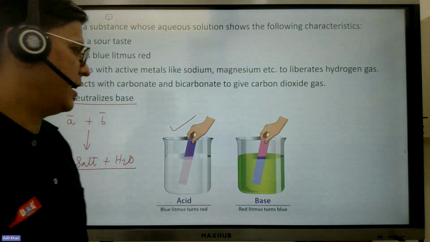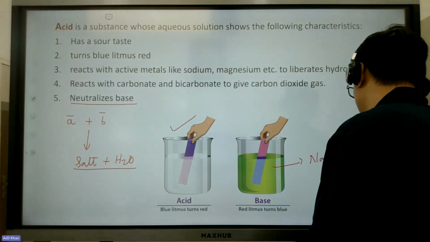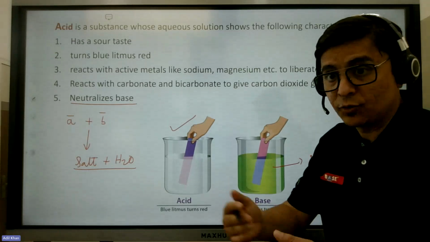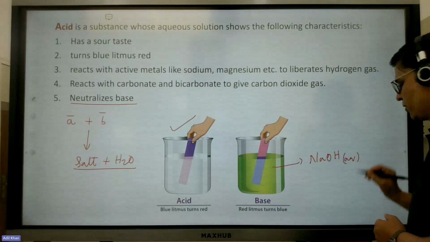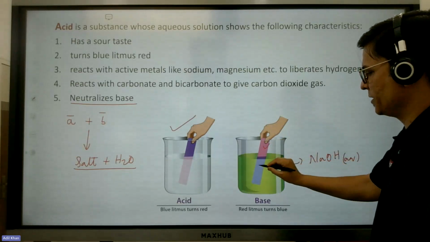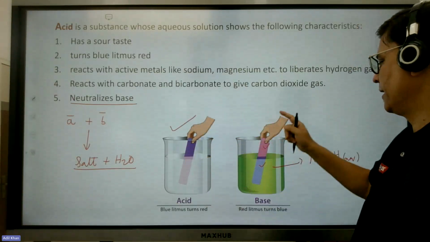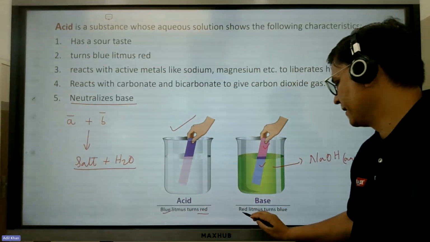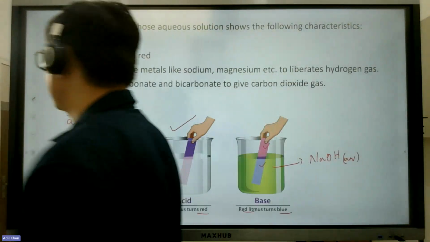In that beaker, I take a base, for example, sodium hydroxide. Sodium hydroxide is like a tablet of Dolo. When you dissolve it in water, it becomes sodium hydroxide aqueous. So I'm writing it as sodium hydroxide aqueous. And when you dip the pink color litmus or the red color litmus, it becomes blue in nature. So in acid, blue becomes red. In base, red becomes blue. So blue litmus becomes red and here red litmus becomes blue. So there's a cheat code for this. I will explain it after this slide.